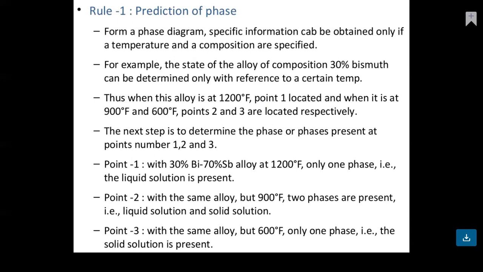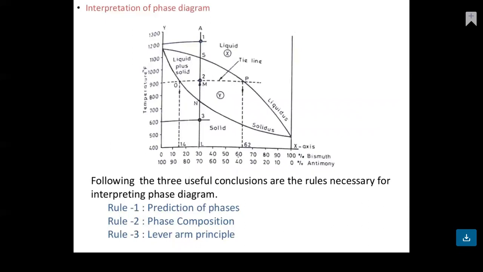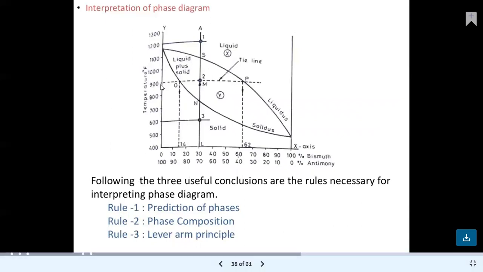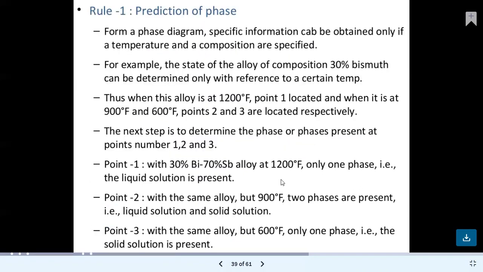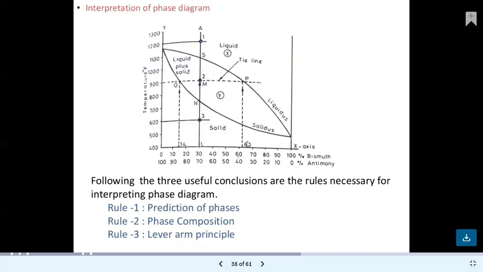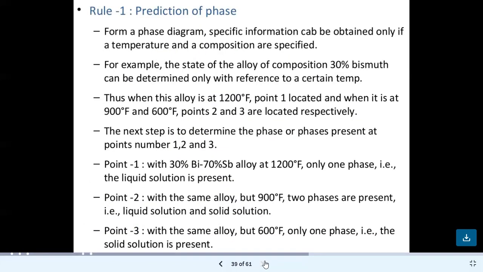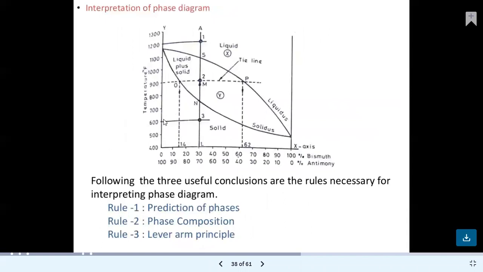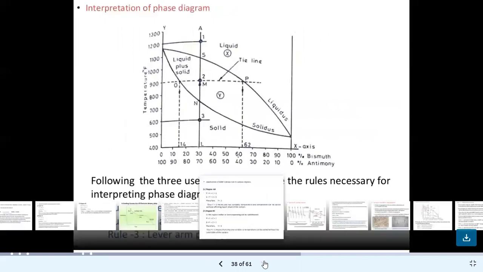If we consider point 2, with the same alloy but at 900 degrees Fahrenheit, two phases are present, that is, liquid solution and solid solution. See here, at 900 degrees Fahrenheit, both liquid solution and solid solution are present in this condition. Point 3, with the same alloy but at 600 degrees Fahrenheit, has only one phase, the solid solution. If we consider 600, then only solid solution is present.